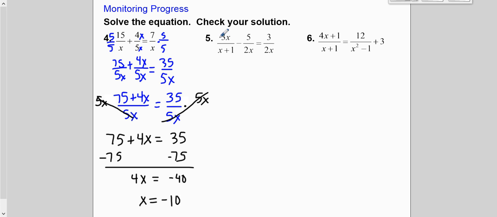All right, so number 5, do we want to multiply everything by the LCD, or do we want to get a common denominator on both sides and then just let the denominators go? Your choice. I'm going to do it like I did this one. So I'm going to multiply this first fraction by 2x over 2x. I'm going to multiply this second fraction by, okay, the denominator I'm trying to get is a 2x times an x plus 1.